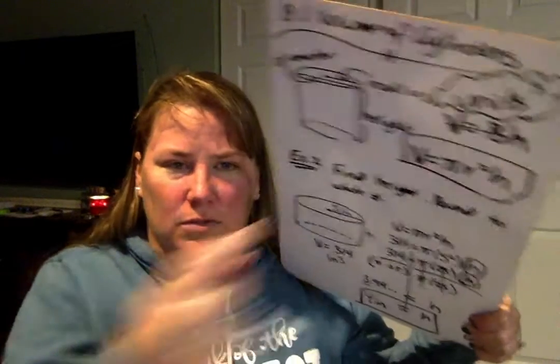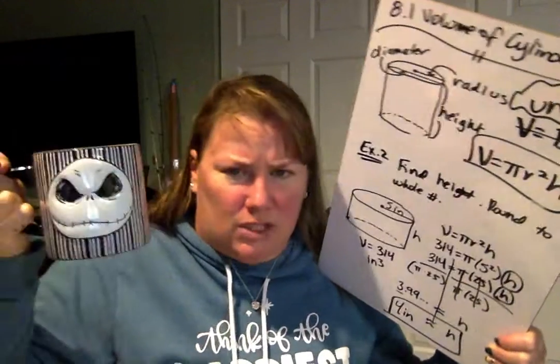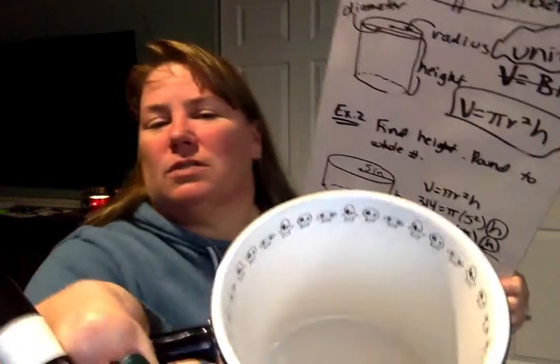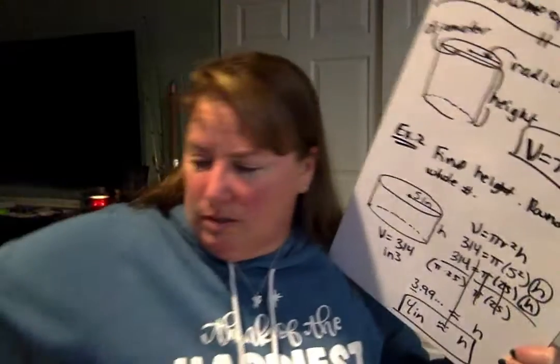First day of volume. Cylinders. Soup cans. Coffee mugs. Jack Skellington. It's really cool inside, too. It's got all these little faces. Anyways, water bottles without the lid, coins, soda cans, just any can of can. Okay, lots of different cylinders out there.